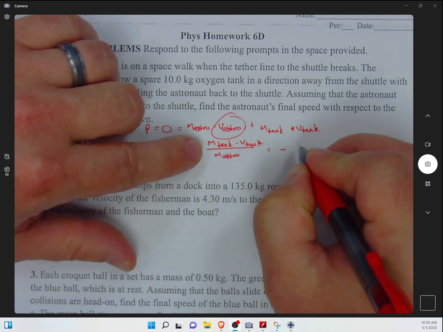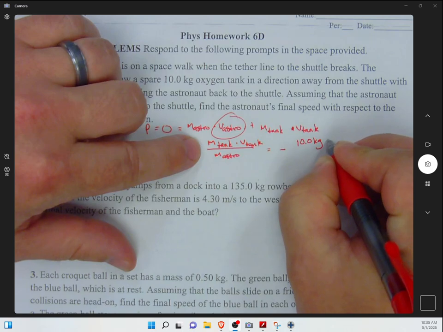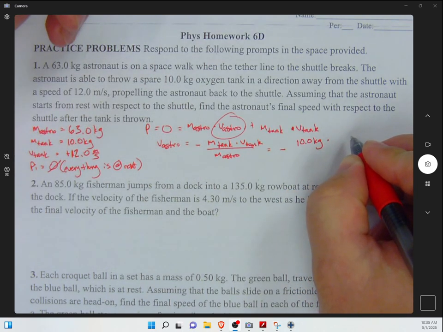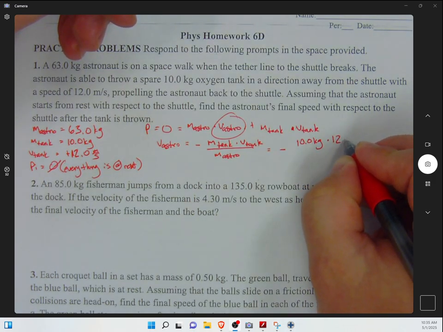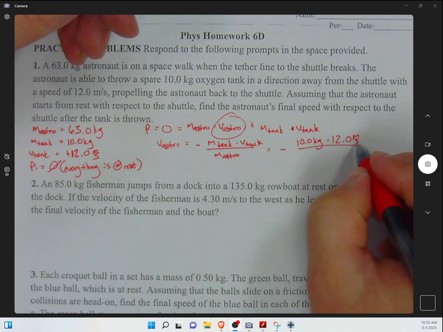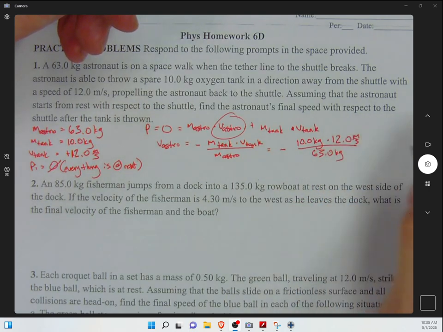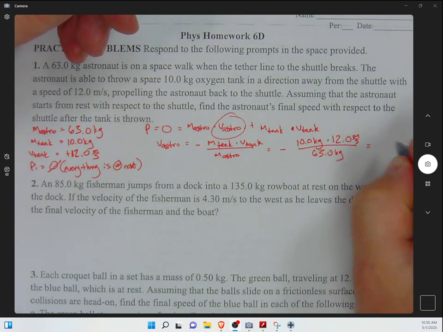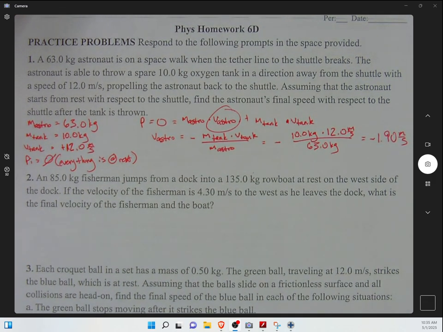Right. So what was my mass of the tank? 10 kilograms. Multiplying by 12 meters per second. And my other value is 63 kilograms. My calculator tells me that that is negative 1.90 meters per second.